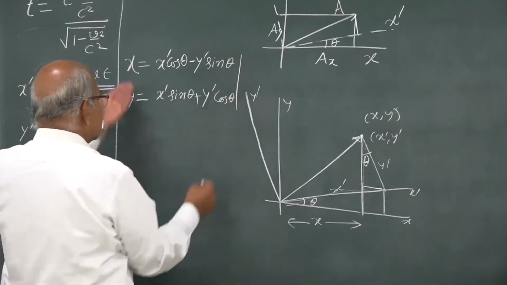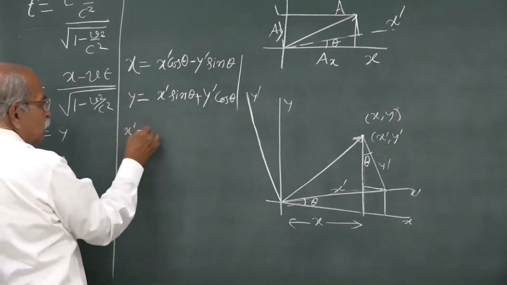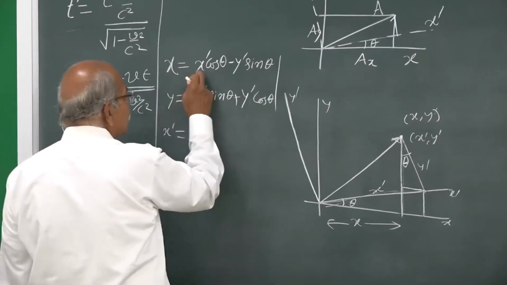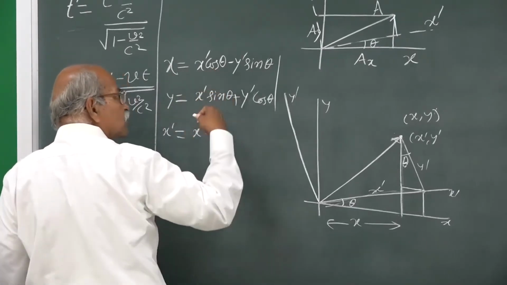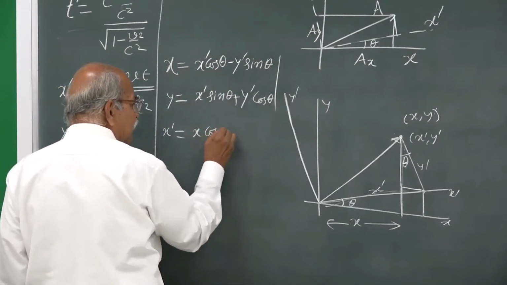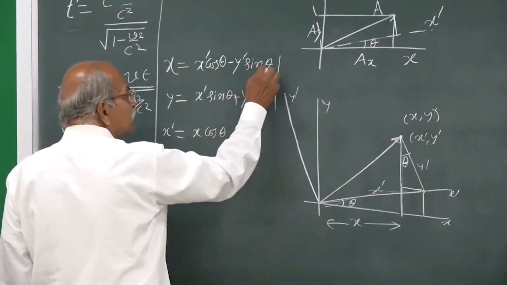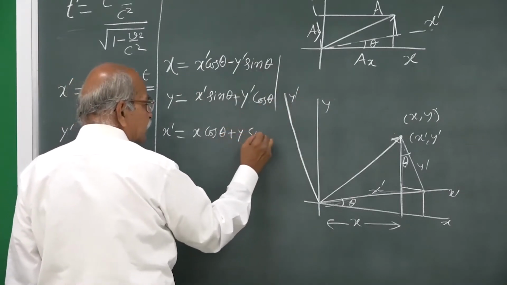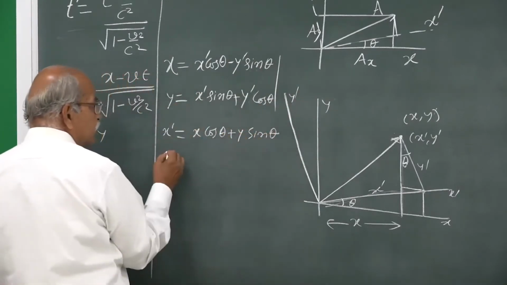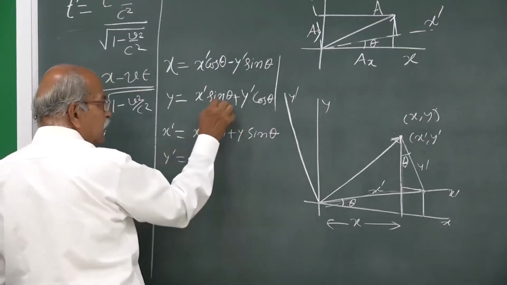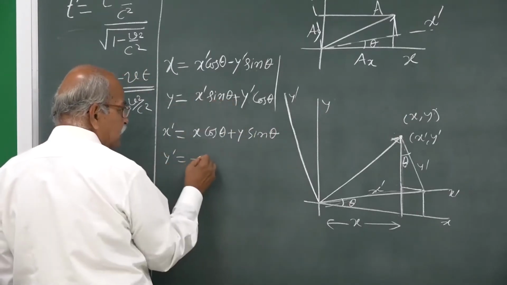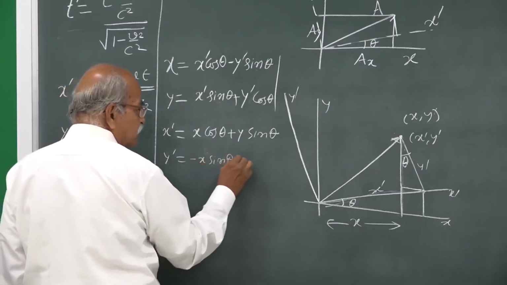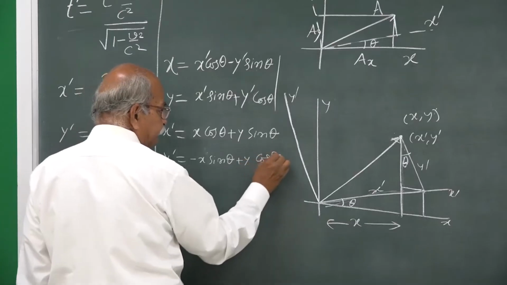If you want to write the reverse x prime, you only have to replace theta by minus theta. So, x prime will be x, and cos theta and cos of minus theta are same, so it will remain cos theta. Sin theta will become minus sin theta, so it is plus y sin theta. And this y prime will be, here the sign will change, so minus x sin theta and plus y cos theta.